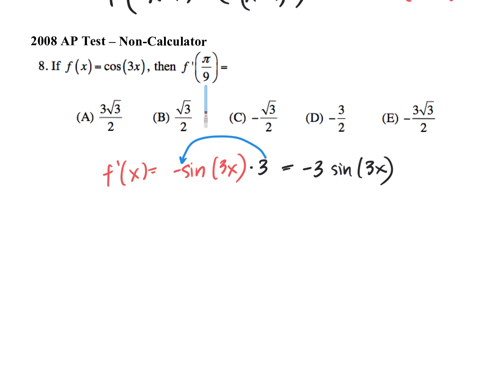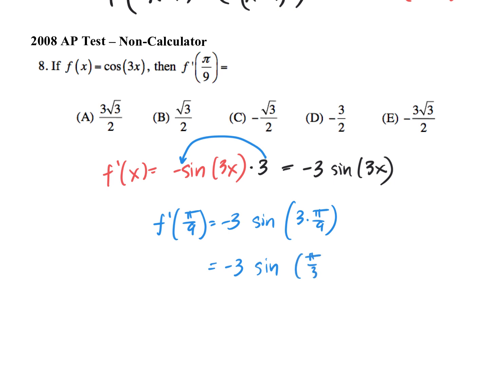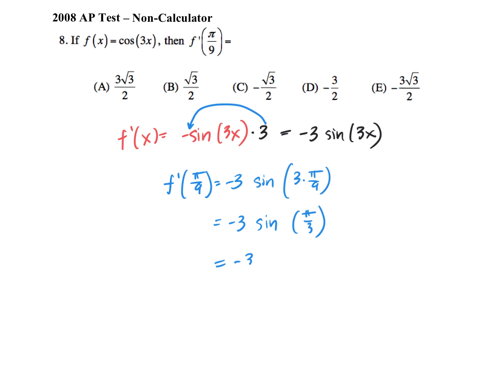Okay, now we got to plug in pi over 9 right there. So f prime of pi over 9 is going to get me -3 sine of 3 times pi over 9, which gives a pi over 3. Correct me if I'm wrong, Coop, pi over 9 is not on our unit circle. No, but they did that on purpose. 3 pi over 9ths would get me a pi over 3. So we've got -3 sine of pi over 3. What is the sine at pi over 3? It is √3 over 2.